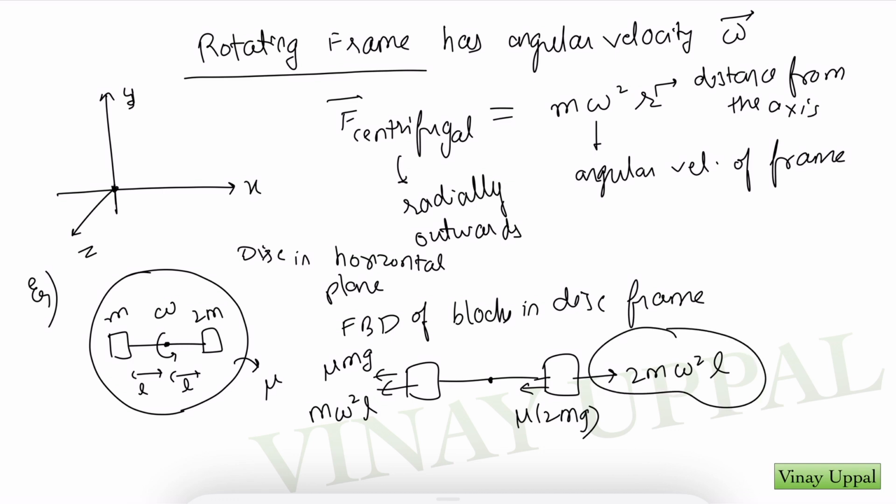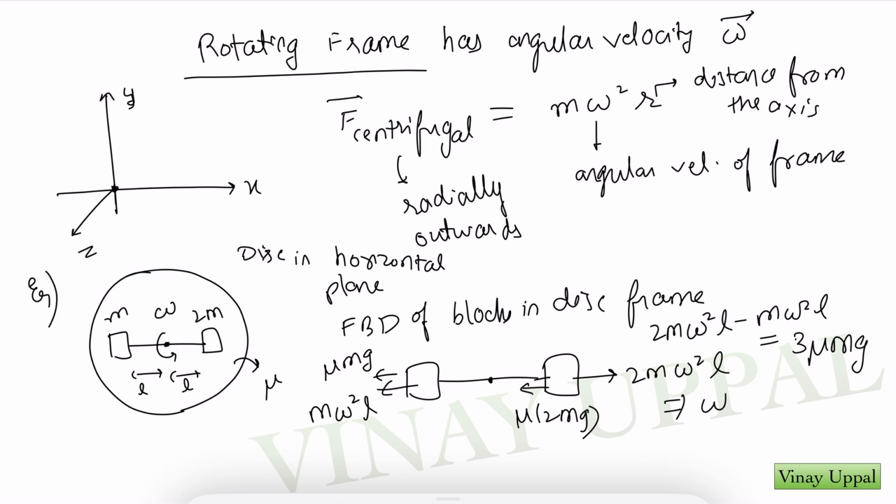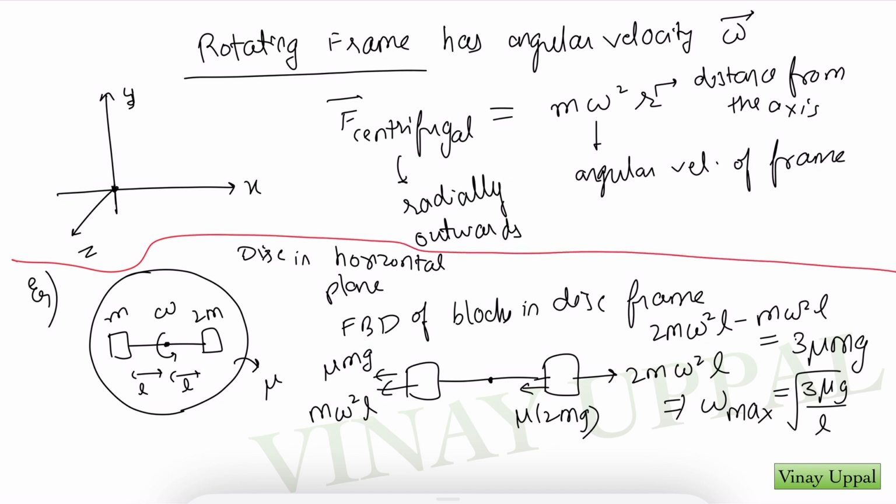So the resultant of 2m omega square L and m omega square L must try to move the set of blocks to the right. So I can just write 2m omega square L minus m omega square L should just be able to overcome the external friction, which is 3 mu mg. And therefore you will get the maximum omega as square root of 3 mu g by L. So this is the maximum omega such that the blocks don't slip on the disc. So I hope you've understood this example and how we use the concept of centrifugal force to do this question.